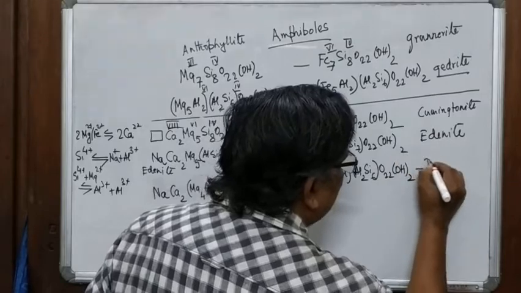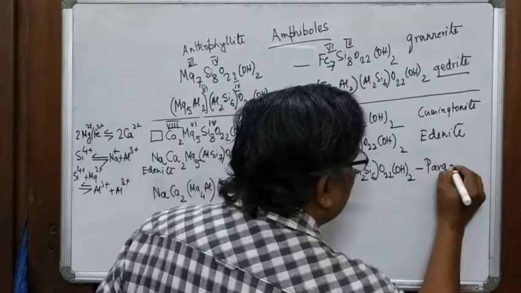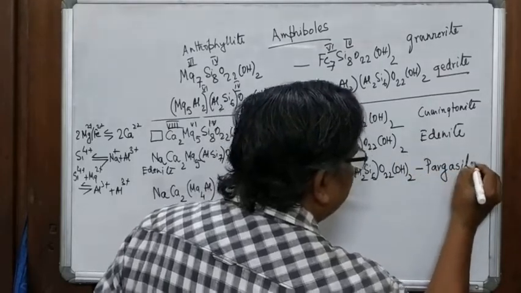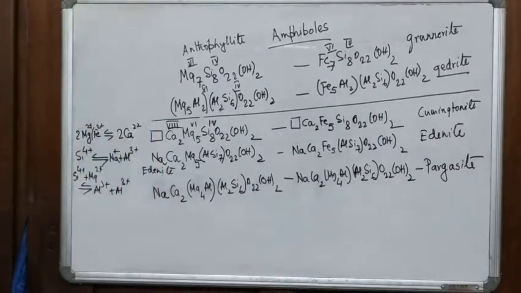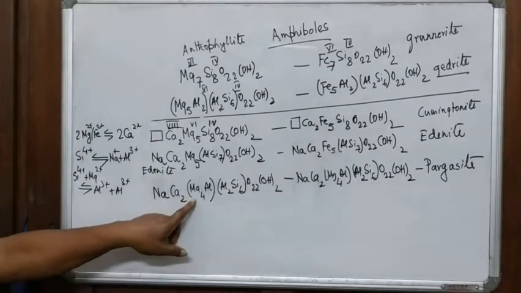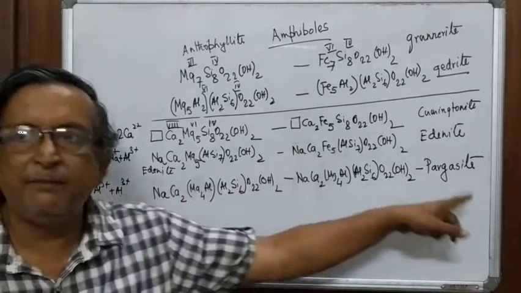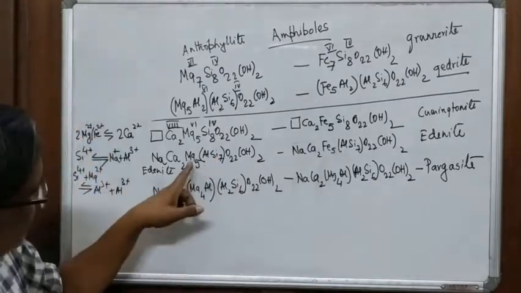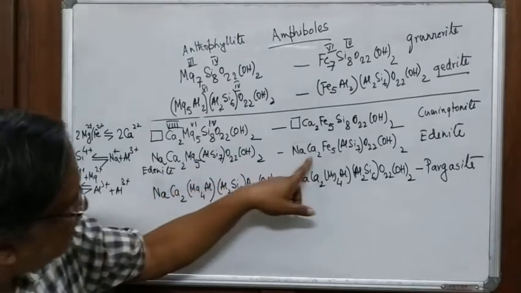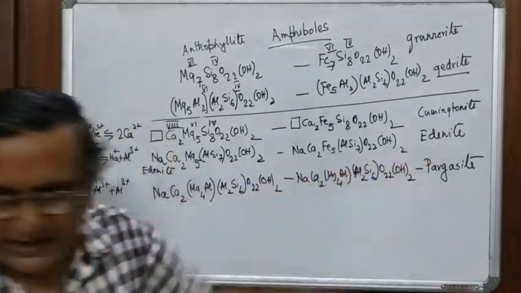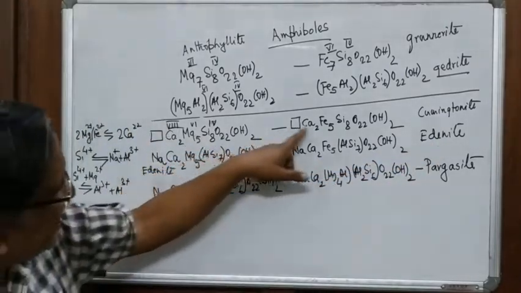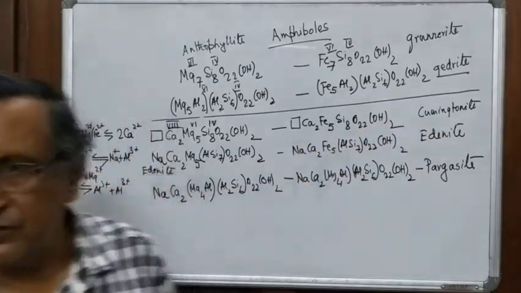And this series is called the pargasite series. This is called magnesio-pargasite. This is called ferro-pargasite. And the whole thing is called the pargasite series. Here, magnesio-edenite, ferro-edenite, the whole thing is edenite. This is tremolite, actinolite, the whole series.